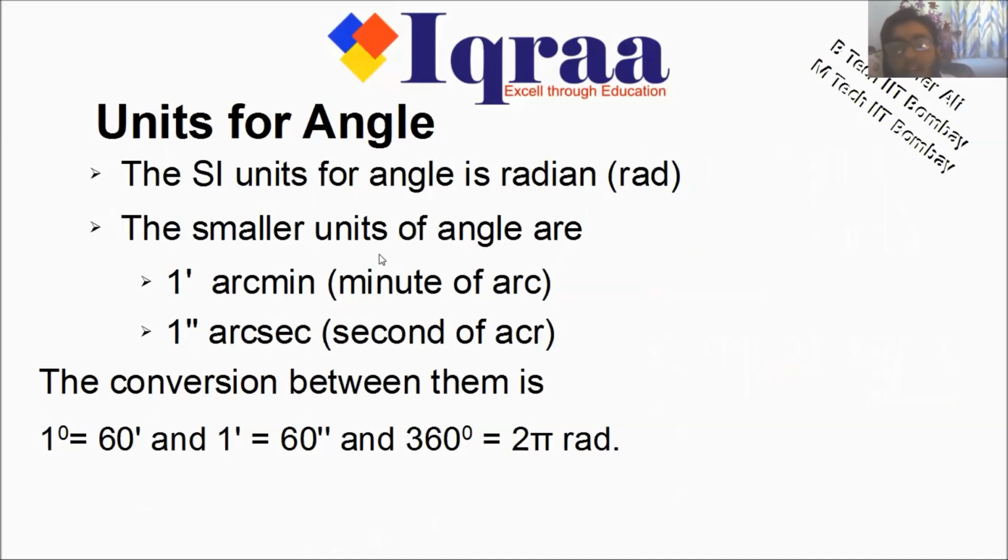एंगल की और स्मॉलर यूनिट्स हैं. पहली स्मॉलर यूनिट है 1 arc min, which is known as minute of arc, and this is represented as 1 dash. सिंगल डैश हम 1 के ऊपर लगाते हैं, तो अगर थीटा डैश बोलेंगे, then that dash stands for arc min, which is known as minute of arc. And the second unit is arc sec, second of arc, और इसको हम डबल डैश से डिनोट करते हैं.